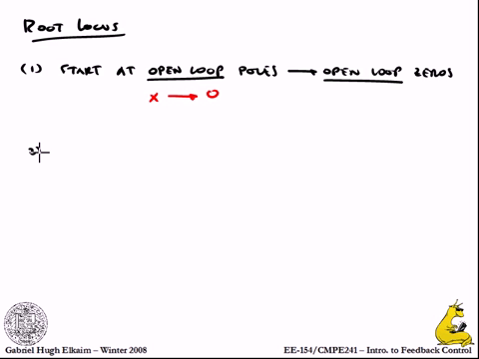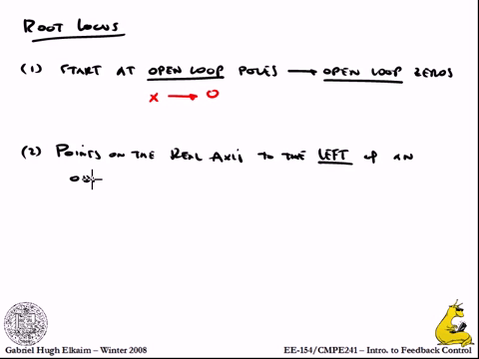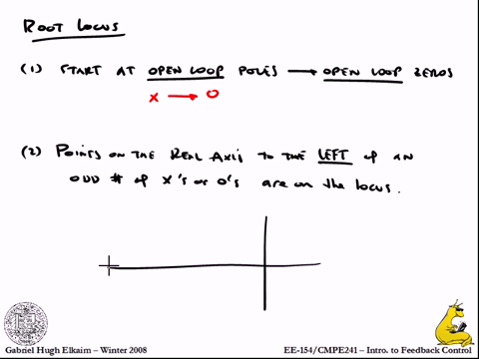The second rule, rule number 2, is points on the real axis to the left of an odd number of poles or zeros are on the locus. So what this says, again, if I've got 1, 2, 1, 2, 1, 1, 1, if I look at this, I can go along and say nothing, nothing, nothing. I got that, nothing.